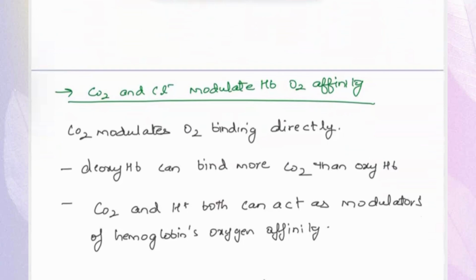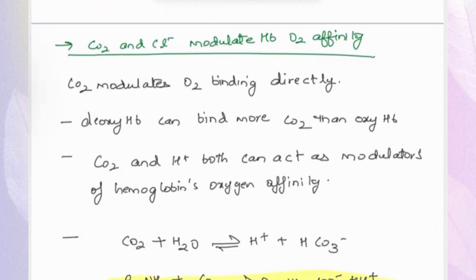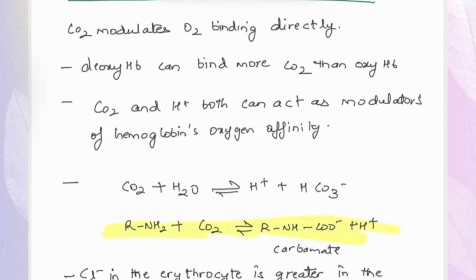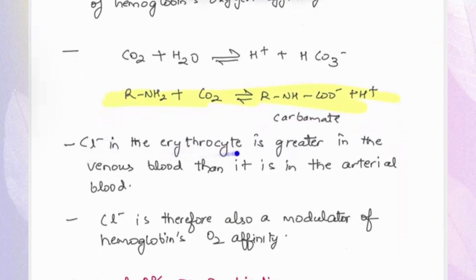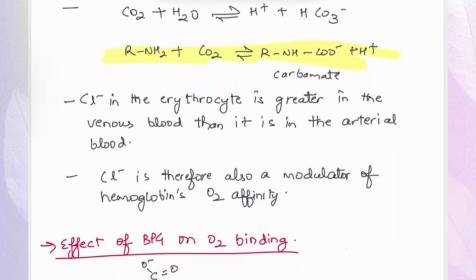CO2 and chloride modulate hemoglobin oxygen affinity. CO2 modulates oxygen binding directly, whereas deoxyhemoglobin can bind more CO2 than oxyhemoglobin. CO2 and H+ both can act as modulators of hemoglobin's oxygen affinity. Cl- in the erythrocyte is greater in the venous blood than it is in the arterial blood. Cl- is therefore also a modulator of hemoglobin's oxygen affinity.